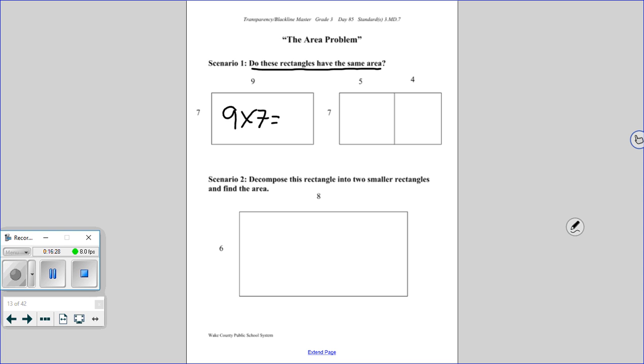Hunter, what'd you come up with? Hayden, what'd you come up with? I'm not on that yet. Lily, what'd you come up with? 63 units squared.